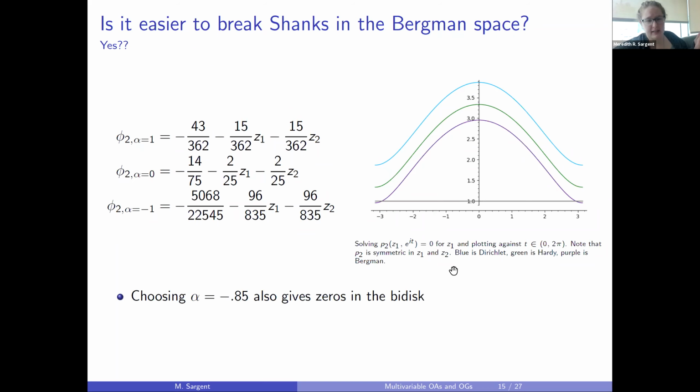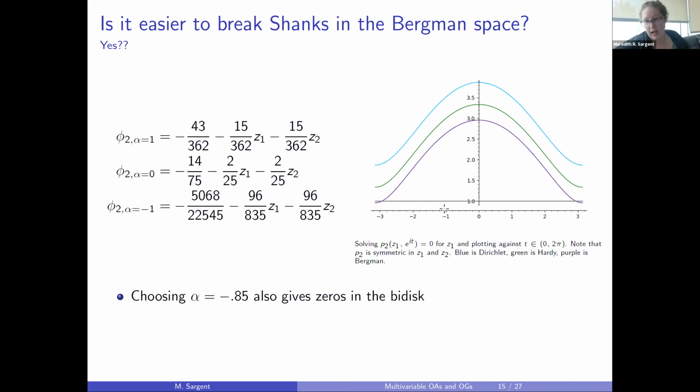But another question you might ask here is, is the Bergman space the line? Is anything less Bergman-y than the Bergman space going to mean that we have no zeros in the bidisk? And that's not true. If you choose alpha to be minus 0.85, so slightly more towards the Hardy space, this example, we don't even have to change examples, still gives a zero inside the bidisk. So that means the Bergman space isn't the line, and it means that maybe you could break the Shanks conjecture in the Hardy space. Maybe it's just a matter of finding the right counterexample. And another question someone had asked us at one point is, what happens if you have two different alpha?